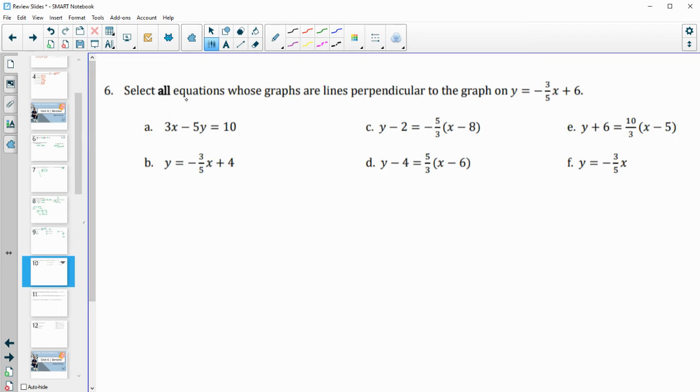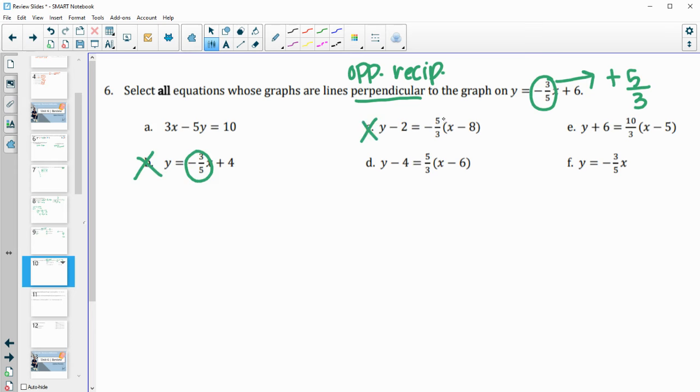Number 6, select all equations whose graphs are perpendicular to this. So this means the opposite and the reciprocal of negative 3/5. So the perpendicular slope to this would be positive 5/3. So we're looking for positive 5/3. So let's rule out a couple here. So this one's negative 3/5 for part B, so that's bad. This one's negative 5/3 for part C, so that's bad. Positive 5/3, that's what we want, so D is good. 10/3 for this one, so that's not right. Negative 3/5 for this one, so that's not right.